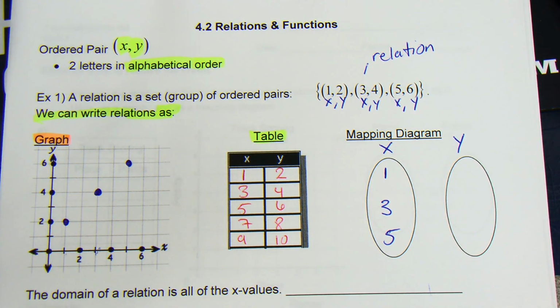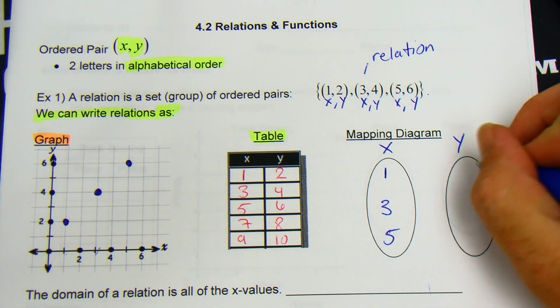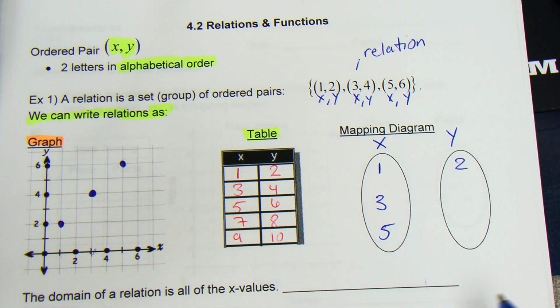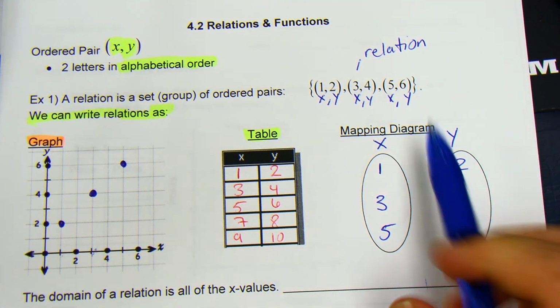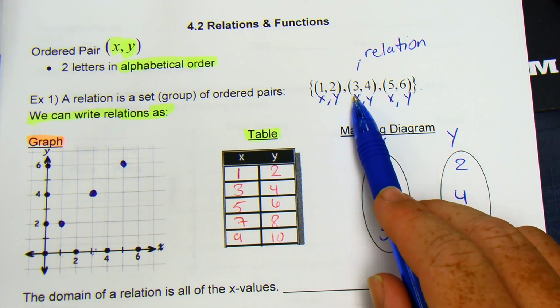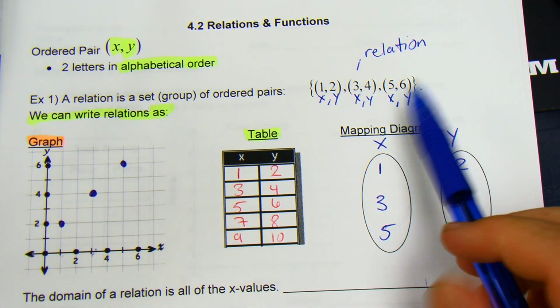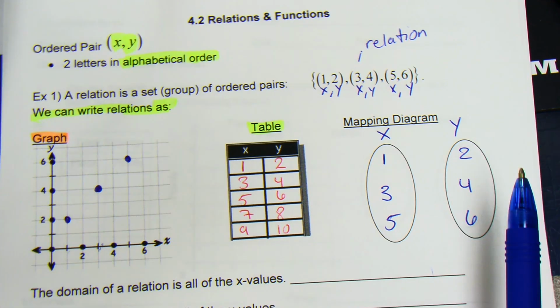On the other side of the mapping diagram, we match them up with the y's. My first y is 2, so that goes across from my 1. Now I have 1, 2. My next y is 4, which goes across from my 3 because that's the y coordinate with this x. And then my last y coordinate is 6, because that goes with my 5 x coordinate. It's very similar to a table.